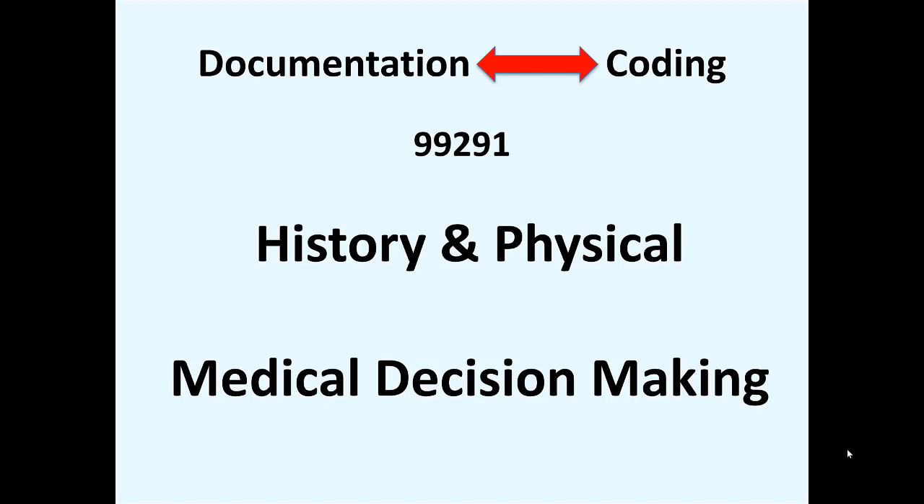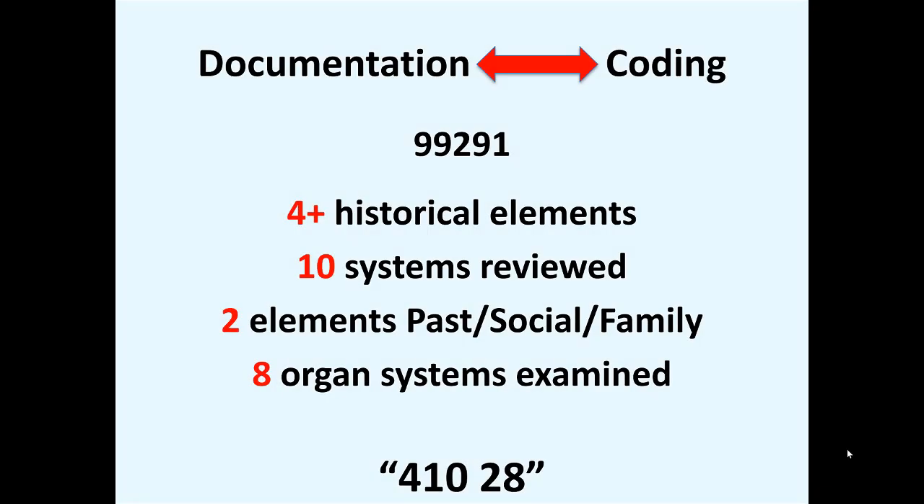Recall from Part 1 in this series, there are 2 main areas that determine the level of service. Your H&P and your medical decision-making are critical in coding properly. Remember to think of medical decision-making as your lab, imaging, and treatment orders. And those elements will be important for this higher and more complex level of coding. For your H&P, you need to document 4, 10, 2, 8.